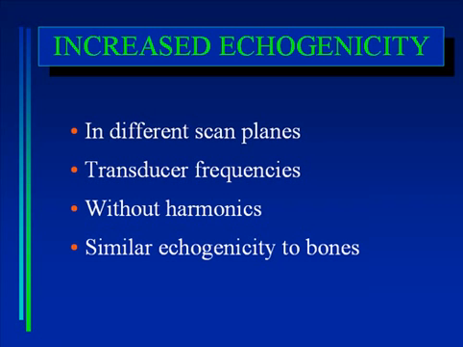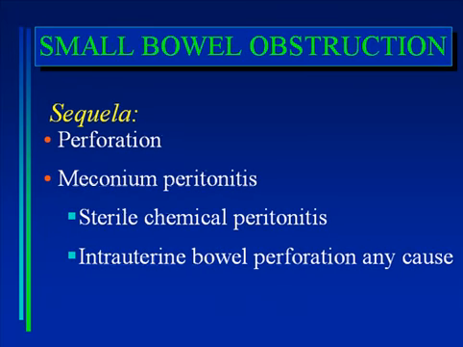So because the observation of bona fide echogenic bowel brings up the scenario of so many possible serious abnormalities with the fetus or the pregnancy, we recommend that you only call echogenic bowel if you can see it in different scan planes with different transducer frequencies, or at least only with lower transducer frequencies. We always take off harmonics to be sure the bowel still looks echogenic when harmonics is off, and the bowel echogenicity should be at least similar to the bones in order to call echogenic bowel.